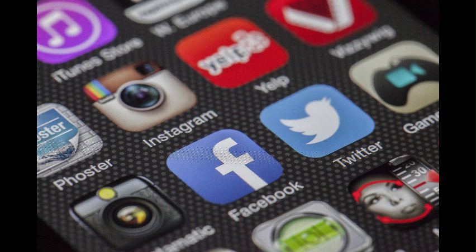Seek support. If social media is negatively impacting your mental health, consider seeking support from mental health professionals or support groups. Professional guidance can help you develop coping strategies and address any issues related to social media use. Practice digital detox. Occasionally take breaks from social media to recharge and reconnect with real-life activities. A digital detox can provide a mental reset and help reduce the impact of social media on your well-being.